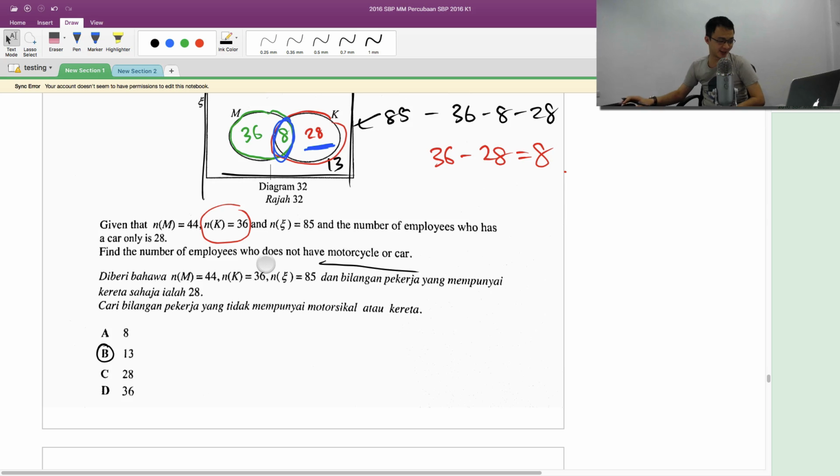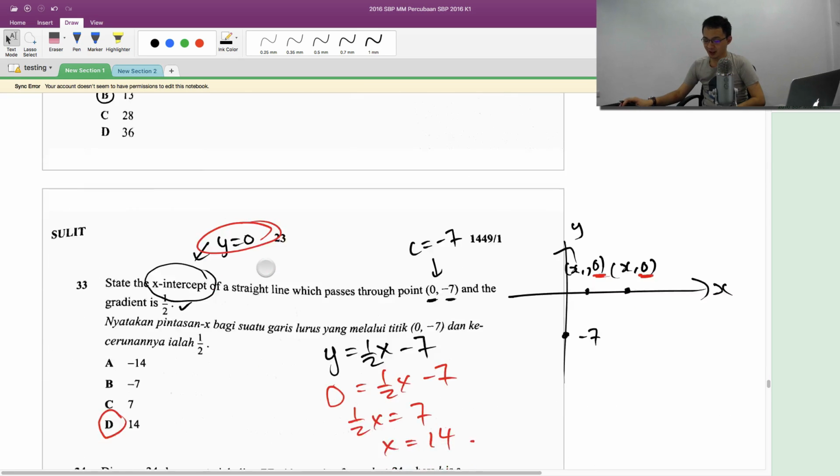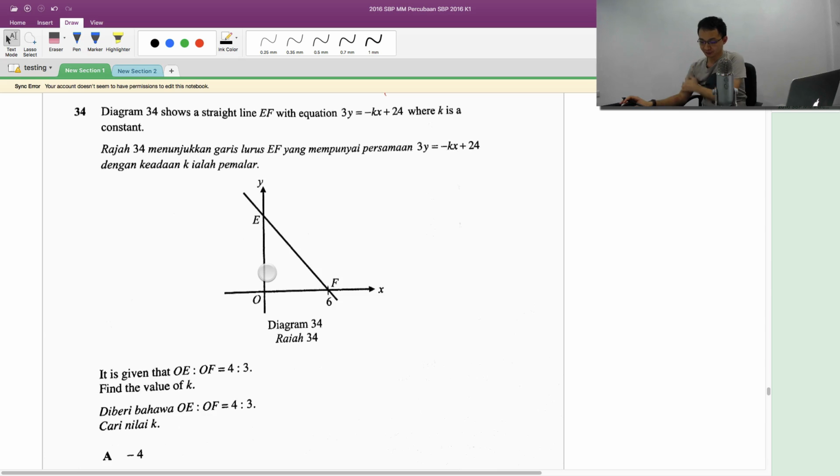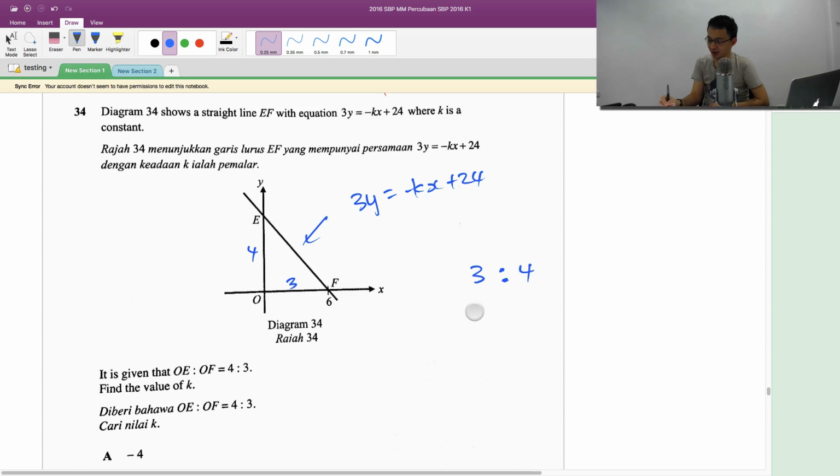So this is how I get the number of A. Okay? So let's move on to 34. Okay, so you have the equation, definitely, 3y equals negative kx plus 24. And then we have a ratio here. OE is ratio 3 or 4. This is ratio 4, this is ratio 3. Ratio 3 represents 6 units. So you know 3 ratio 4 here. This one is 6, so I know this one should be 8.